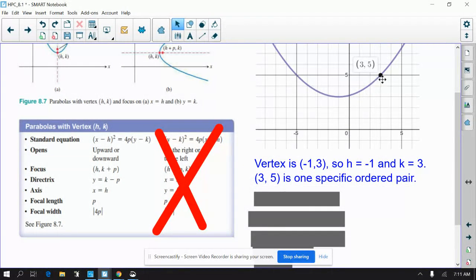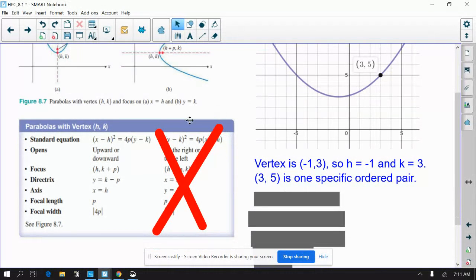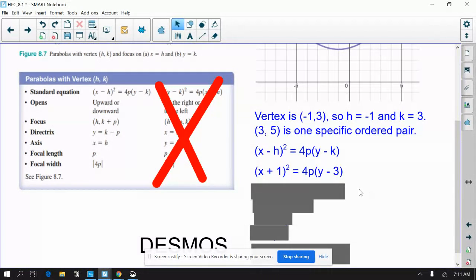(3, 5) is one ordered pair. So (3, 5) is one specific relationship on this parabola. So remember, x and y represent all the ordered pairs on this parabola, and there are an infinite amount. (3, 5) is just one of them. So I'm going to temporarily plug in 3 for x and 5 for y. That's temporary, just to serve my purposes, just to find p. So here is the standard equation. I plugged in h and k where they go. And now I plug in 3 and 5.